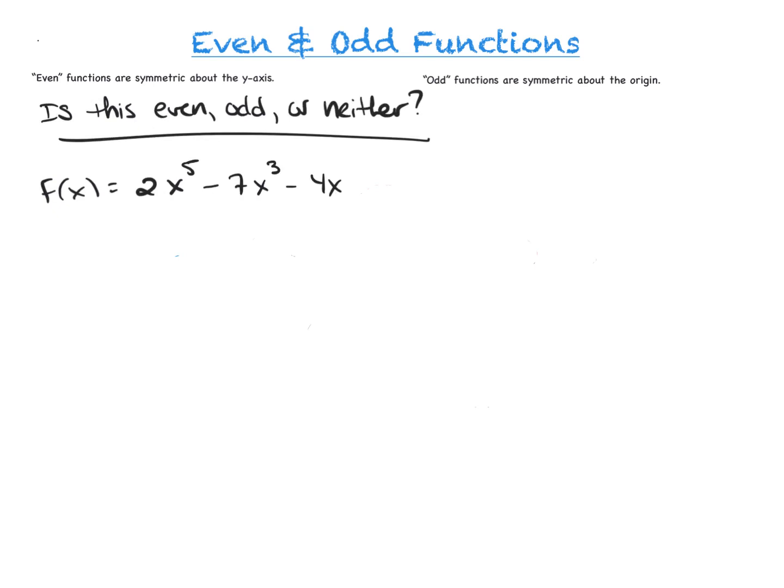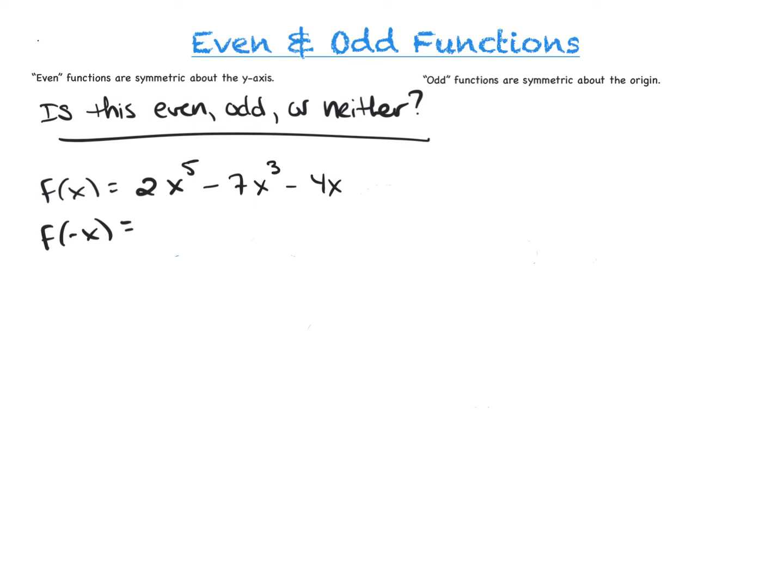Let's look at the function f of x equals 2x to the fifth minus 7x cubed minus 4x and ask the question, is this function an even function, an odd function, or neither? Well, graphing it is kind of impractical, so let's plug negative x in for x into f of x and see what we get.